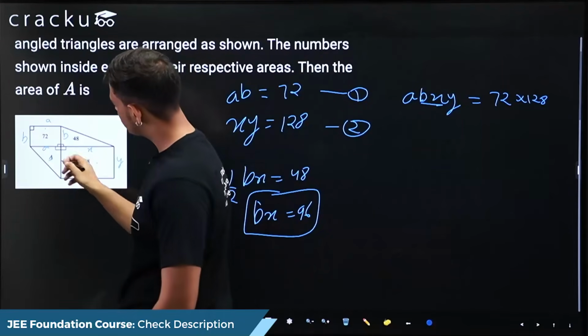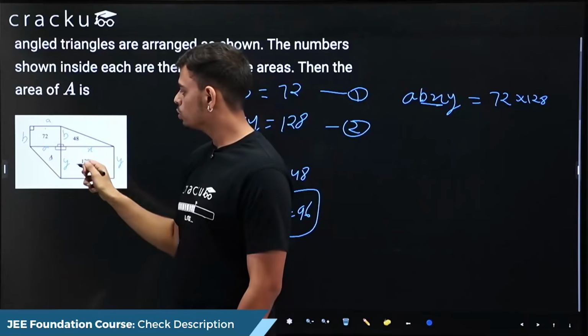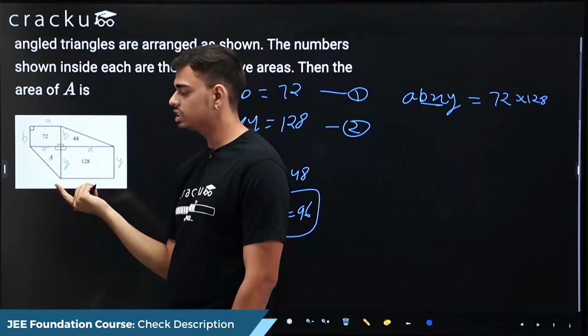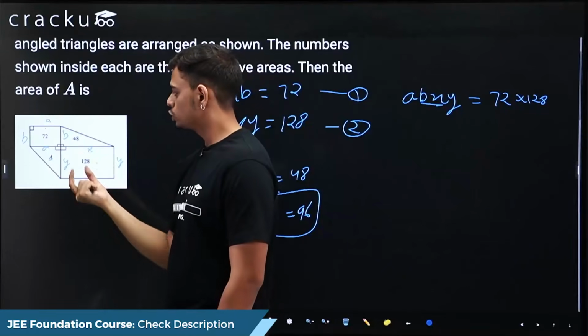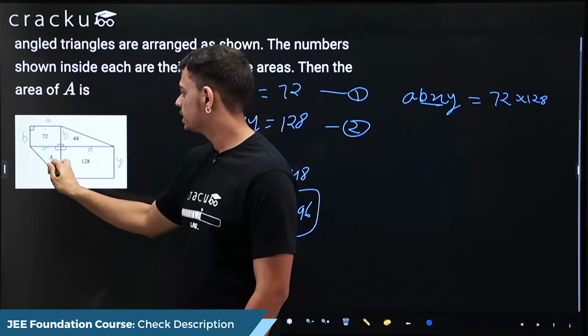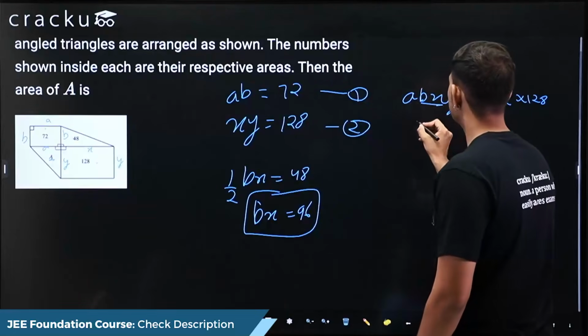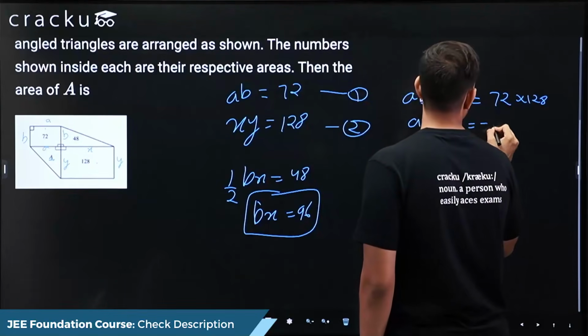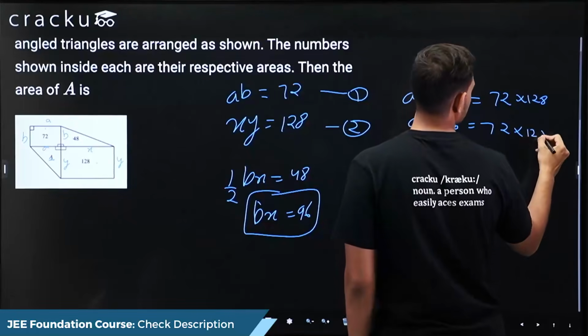What is the area of this triangle? Ay by 2, because a is perpendicular, y is base, or y is perpendicular, a is base, anything. It is also a right angle triangle. So once I get ay, I'll just divide it by 2 and I'll get the area. So ay multiplied by bx is 72 multiplied by 128.